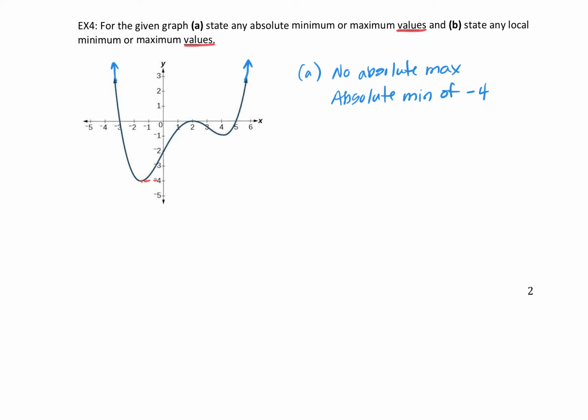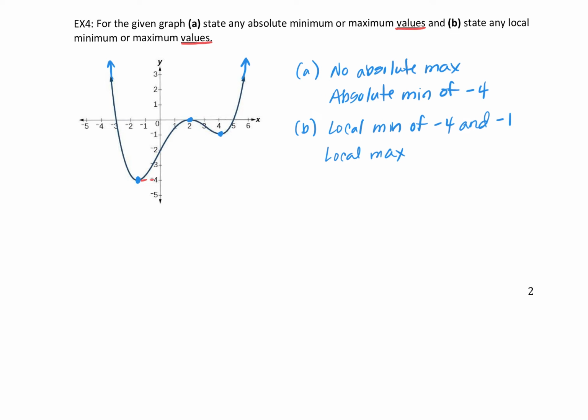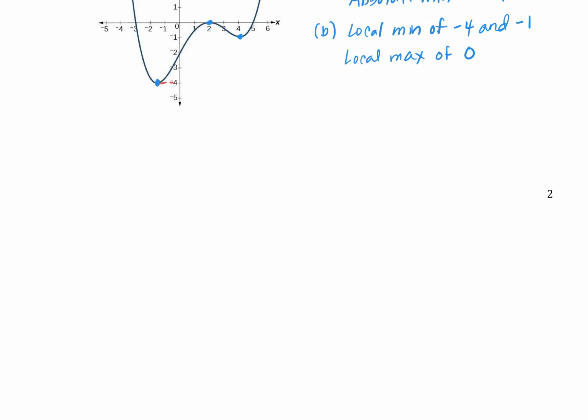Let's see, part B, we're supposed to state any local min or local max. So we have local min of, and there's actually two of them. So we had the negative 4, that is a local min, but we also have this other local min. Now remember, it's the y value, and the y value that corresponds to an x value of 4 is negative 1. So we have local min of negative 4 and negative 1. Do we have any local max? Yes, right here when x is equal to 2, y is equal to 0, so local max of 0.